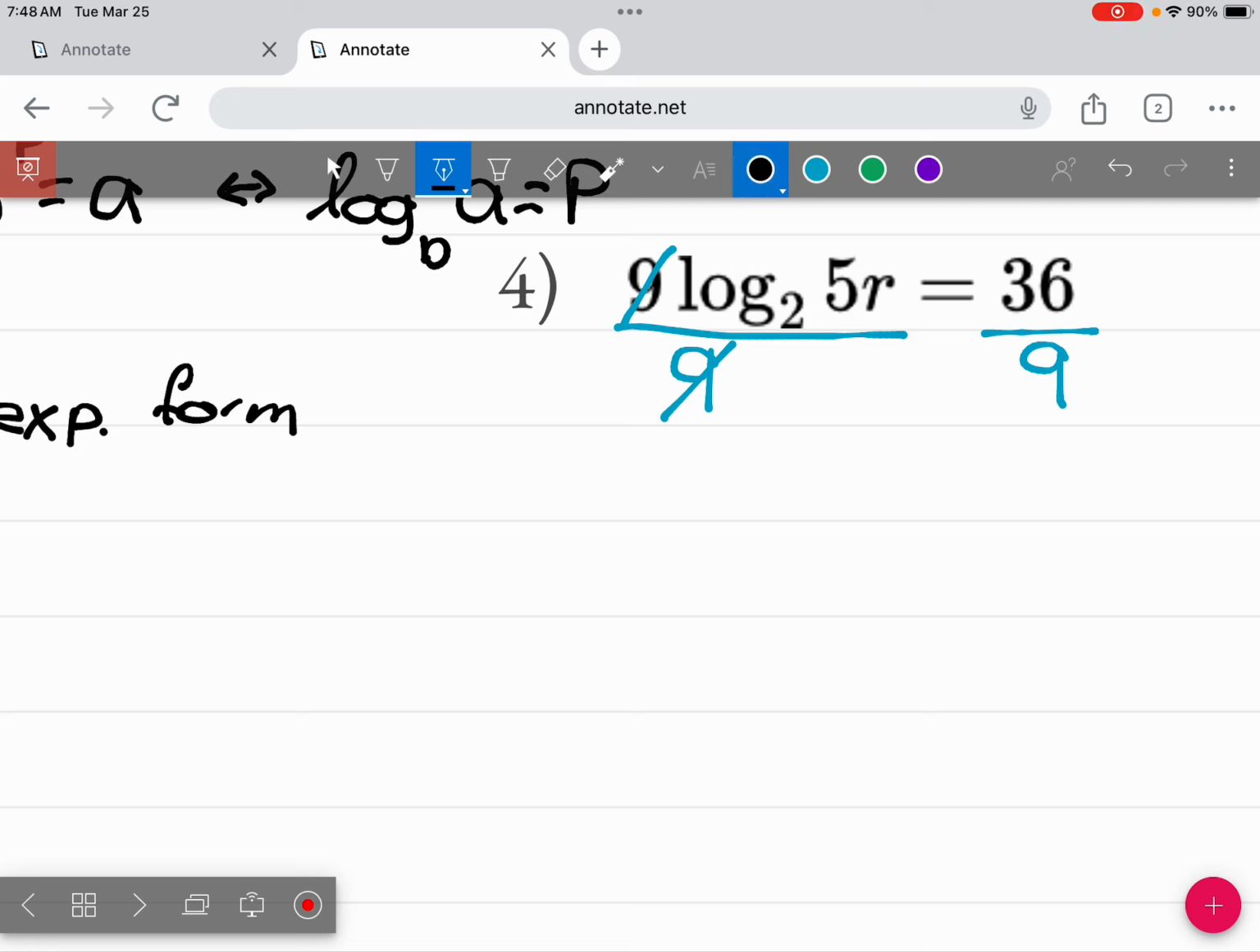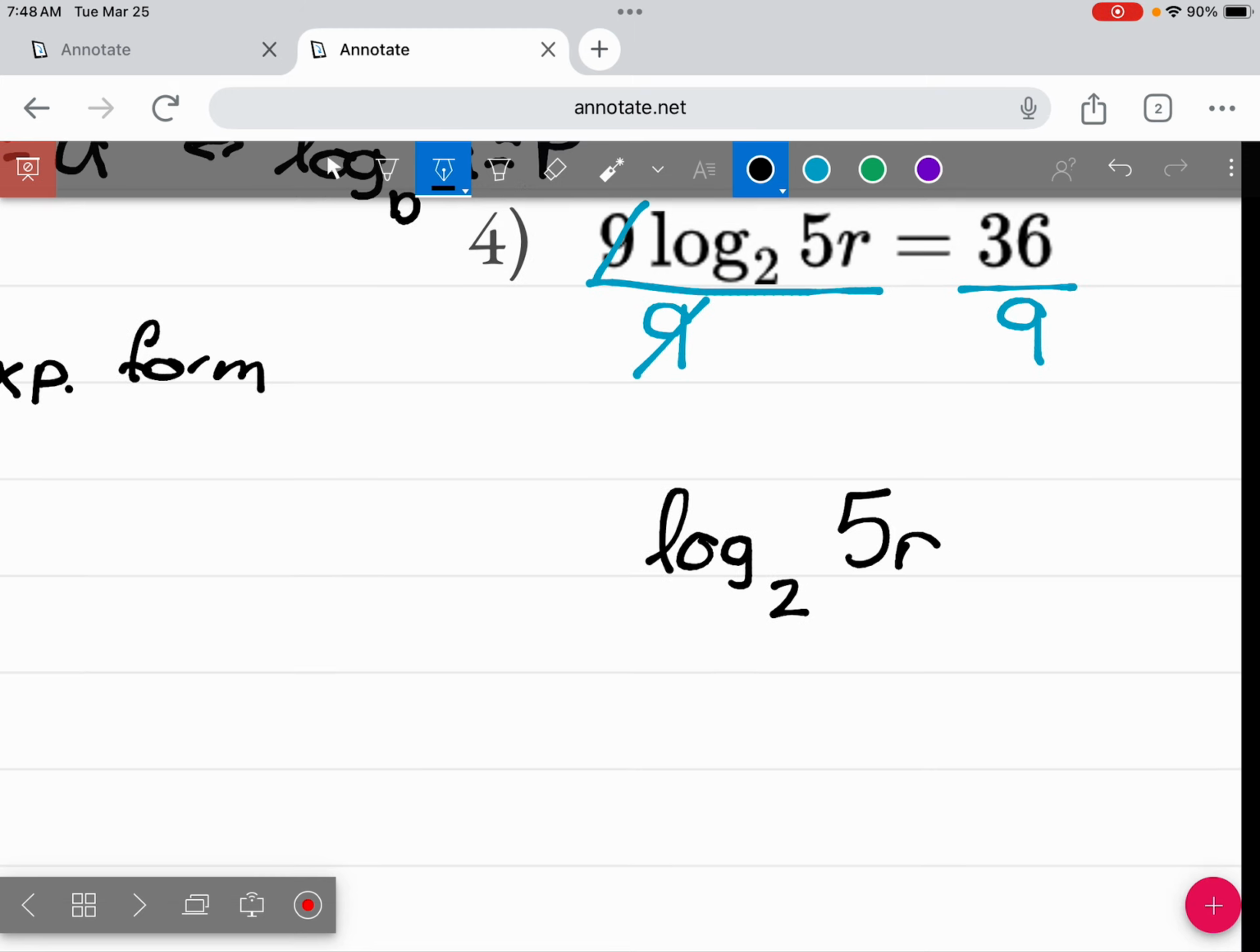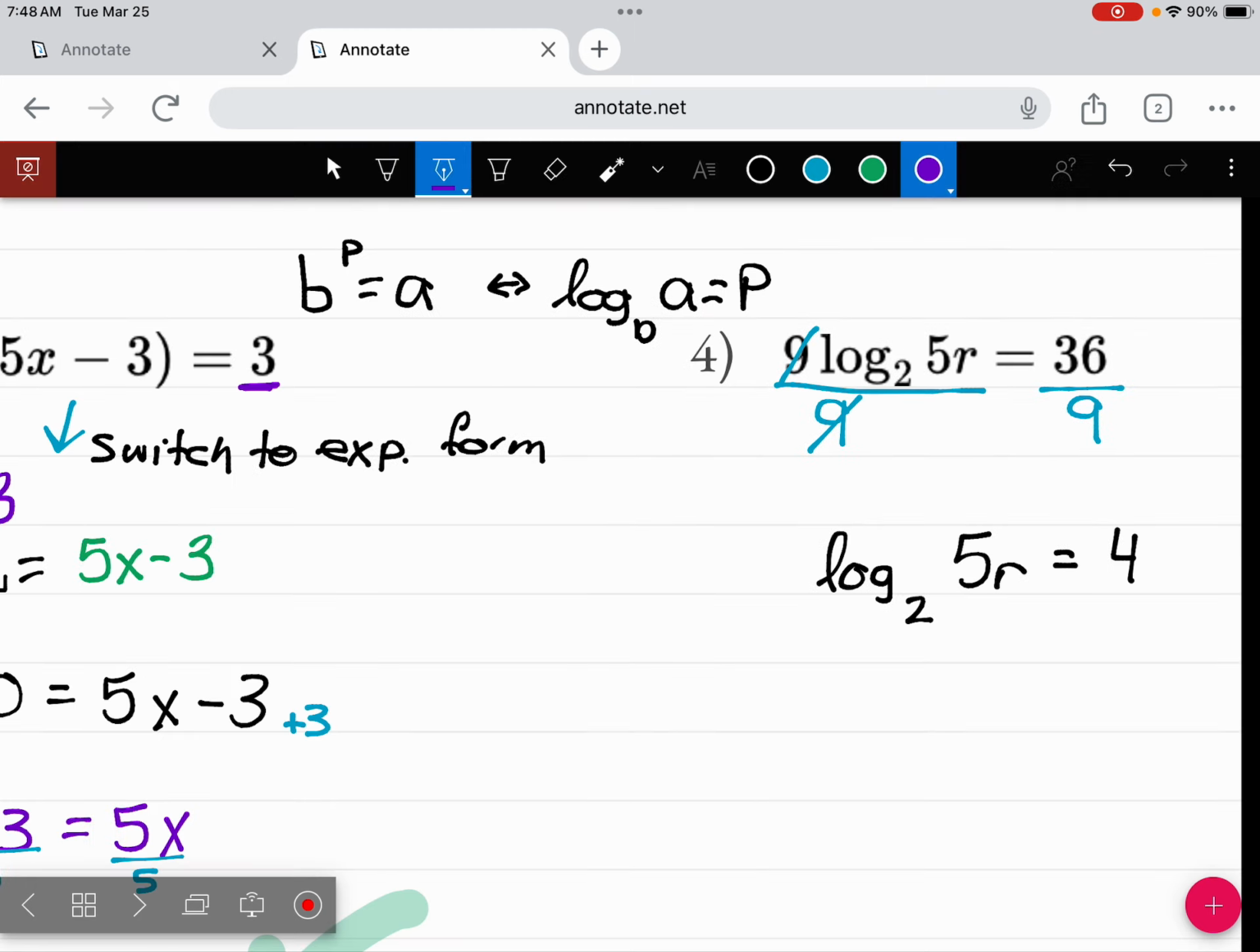So we can divide both sides by 9. That's going to give us log base 2 of 5r equals 36 divided by 9, which is 4. So now we have our log by itself, and we can get ready to solve this. We couldn't switch this into exponential form up here without getting rid of the 9, because in log to exponential form, there is nothing in front of the log. We do not have options for what to do with anything out front. So it has to be a log by itself.